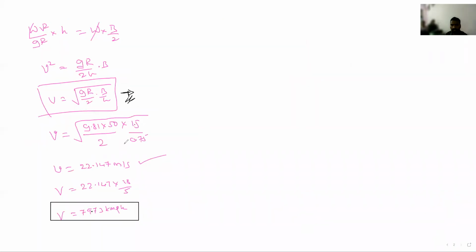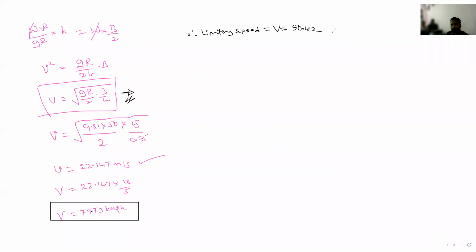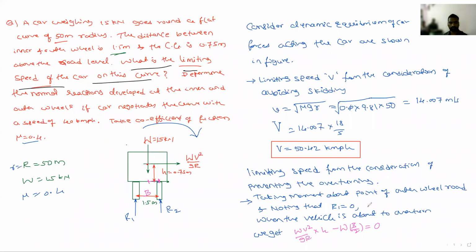So the limiting speed is capital V equal to 50.42 kilometer per hour. Is it understood, everyone? Yes, sir. This is how you have to find the limiting speed of the car. So write down. Still not yet completed. Write down this first.